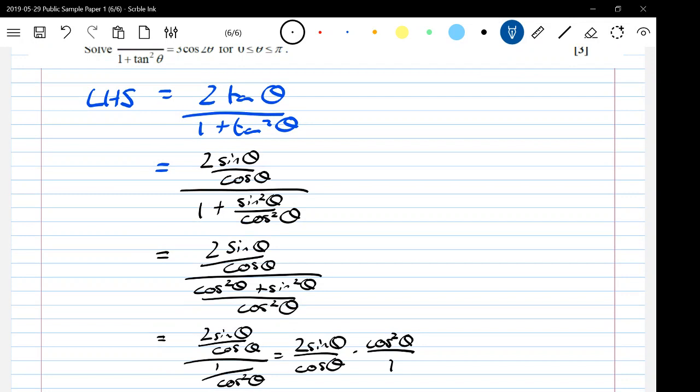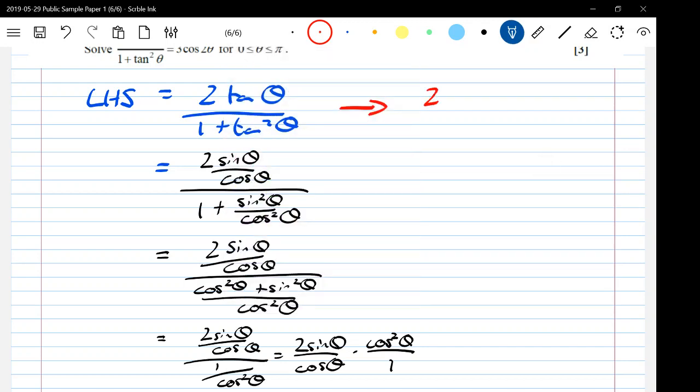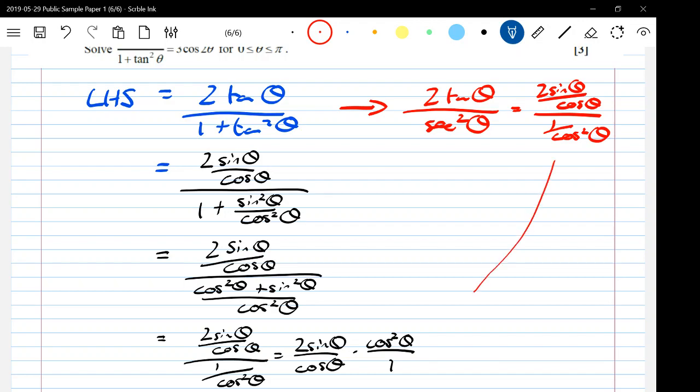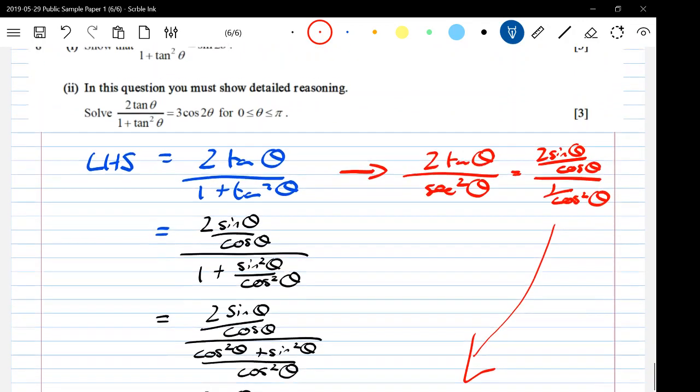Up here, what you might have done at this point is you might have said this is the same as 2 tan theta over sec squared theta, because 1 plus tan squared is the same as sec squared, at which point you're saying 2 sine theta over cos theta over 1 over cos squared theta, and you've jumped straight down to that point down there, haven't you? And missed a few steps out. It's up to you.